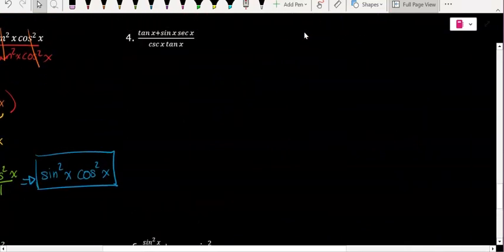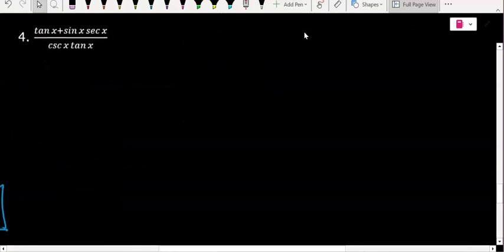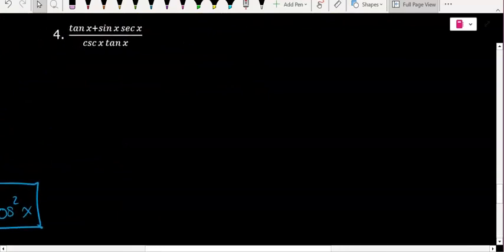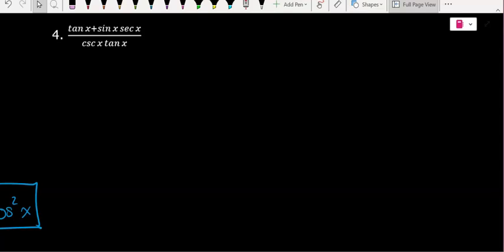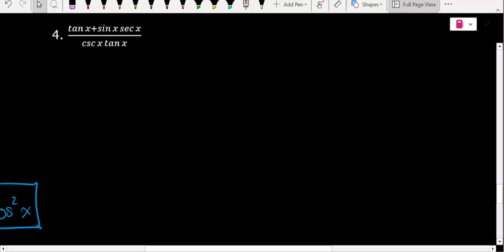All right, let's look at number 4 that we've got right here. So this one looks a little bit more complicated. I don't have anything squared. So from here, I can start changing things around. But since I don't have anything squared, I'm going to start putting everything into terms of sines and cosines. So I'm going to change everything over to its reciprocal if it's not already sine or cosine.